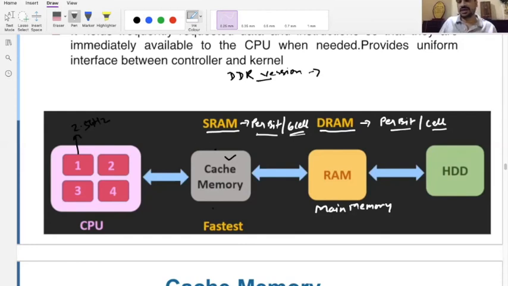Internally, how SRAM is working and how DRAM is working, I'll take another session for that. For today, just assume that the cache memory is costlier than the main memory, as well as faster than the main memory. So that's why we use it as an interface between the main memory and the CPU. So it is acting as that. I think you understood where we have to place the cache memory.